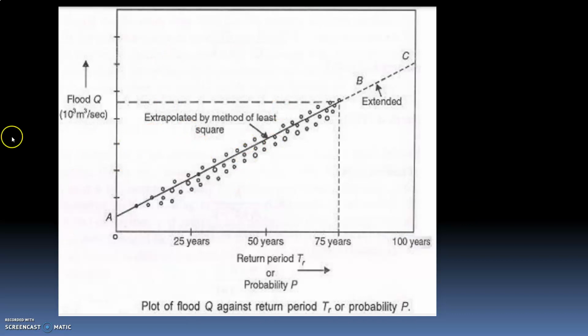Here this is the curve, flood versus return period, for 25 years, 50 years, 75 years, 100 years. So if you have some data of floods in other years, you have to draw the curve like this. Based on this, for a particular year, you can estimate the flood during that time. Plot of flood Q against return period for probability P.